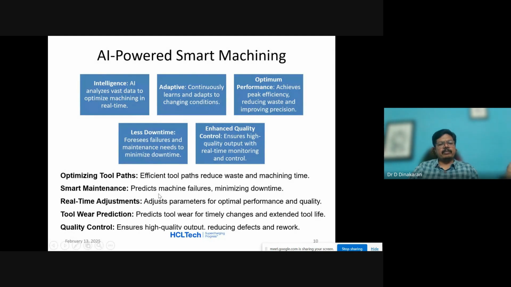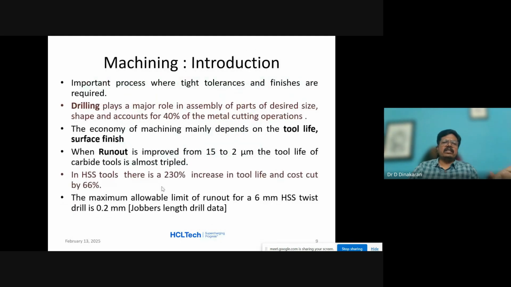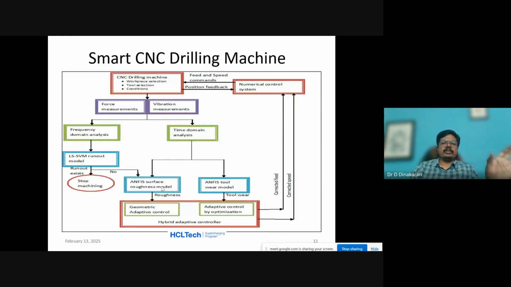Okay, and wear and tear prediction, as I told you. These things we can do with AI powered smart machining. In this, we are going to look after 2-3 parameters. So in this case study, one drilling machine is taken. As I told you, the objective is to maximize the tool life, minimize the surface roughness, in the sense improve the surface finish, and then avoid the runout.